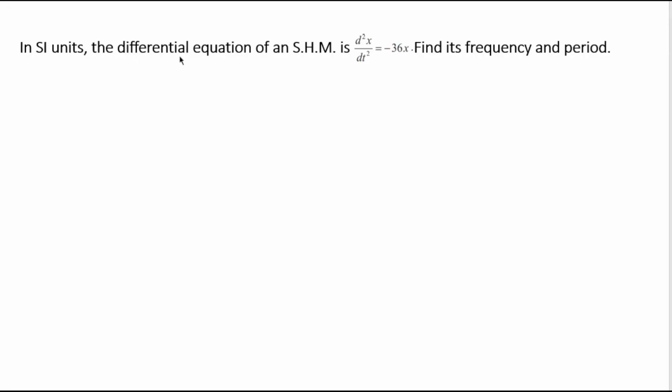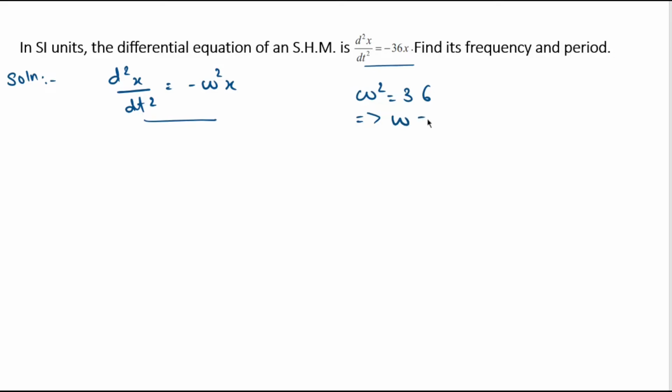In SI units, the differential equation of an SHM is d square x by dt square equal to minus 36x. Find the frequency and time period. So solution, we know the standard differential equation is given by d square x by dt square equal to minus omega square x. Now comparing this differential equation with the given differential equation in the question, we can say that omega square is equal to 36, which implies omega is equal to 6 radian per second.